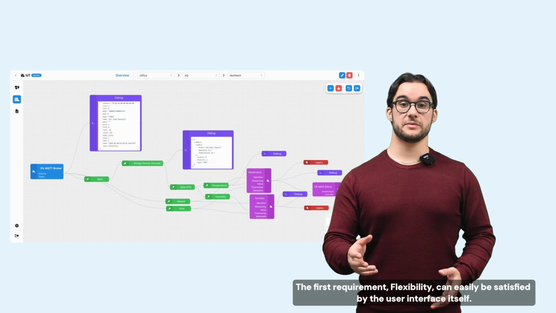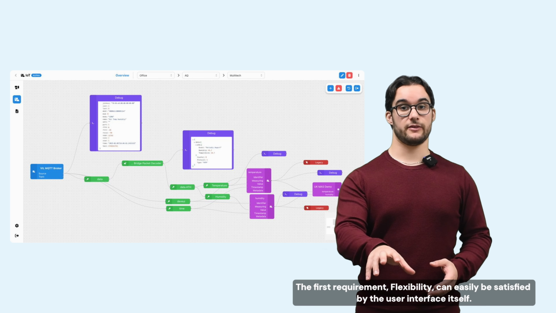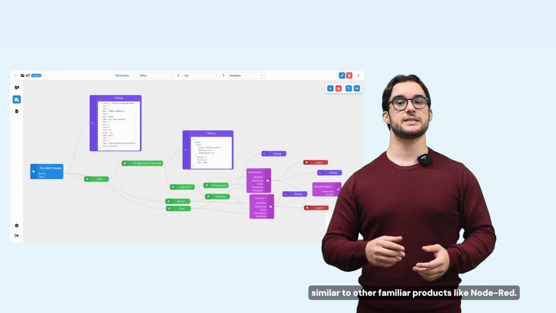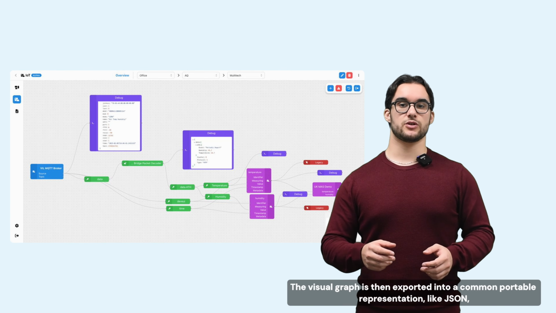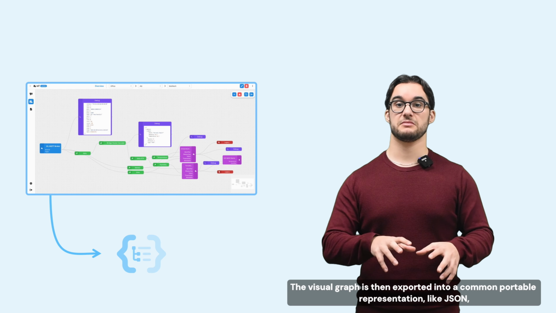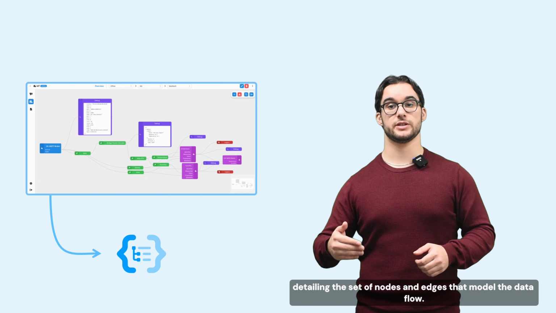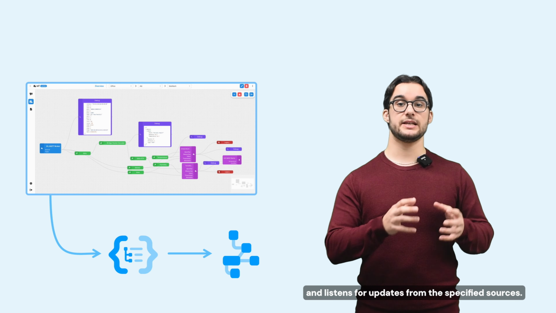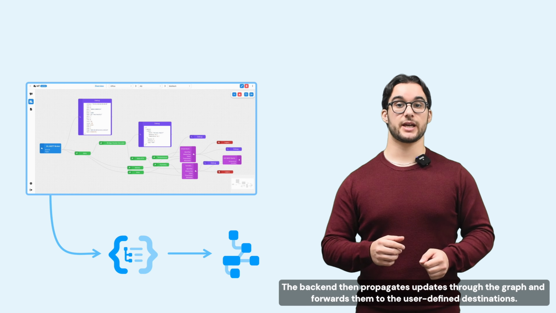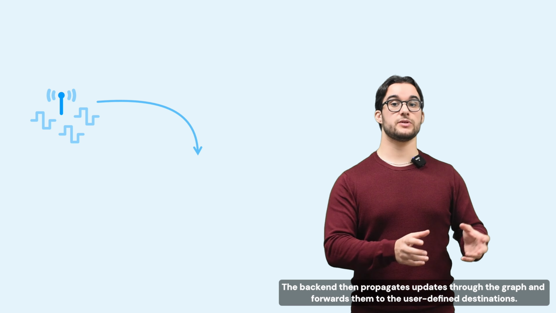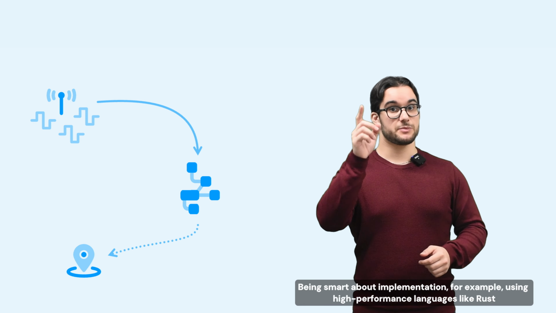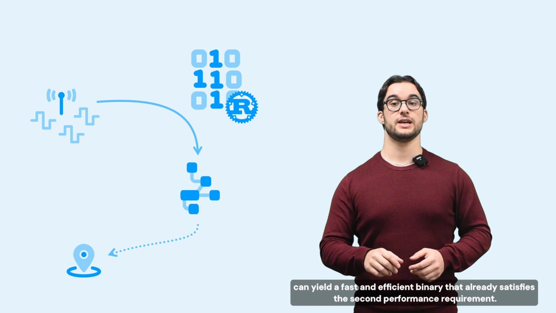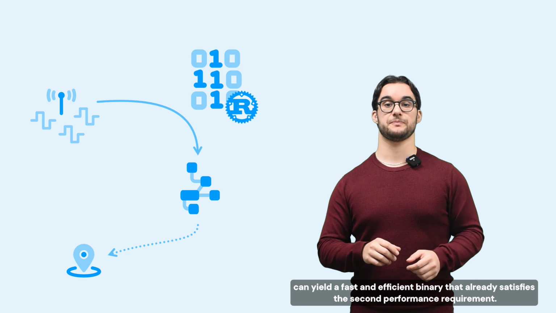The first requirement, flexibility, can easily be satisfied by the user interface itself. A good UI allows users to specify transformation flows through an intuitive graph-based model, similar to other familiar products like Node-RED. The visual graph is then exported into a common portable representation, like JSON, detailing the sets of nodes and edges that model the data flow. The flow can then be loaded into an application that builds an in-memory copy of the graph and listens for updates from the specified sources. The backend then propagates the updates through the graph and forwards them to the user-defined destinations. Being smart about implementation, for example using high-performance languages like Rust, can yield a fast and efficient binary that already satisfies the second performance requirement.